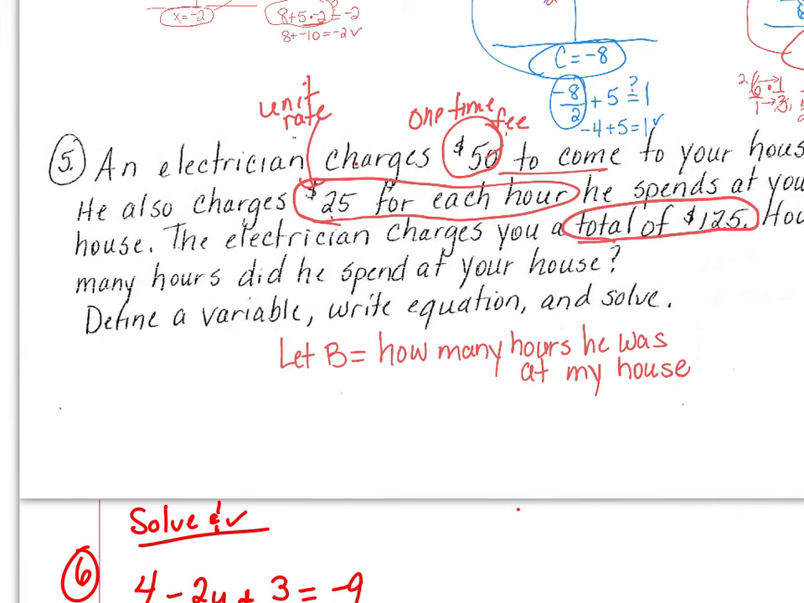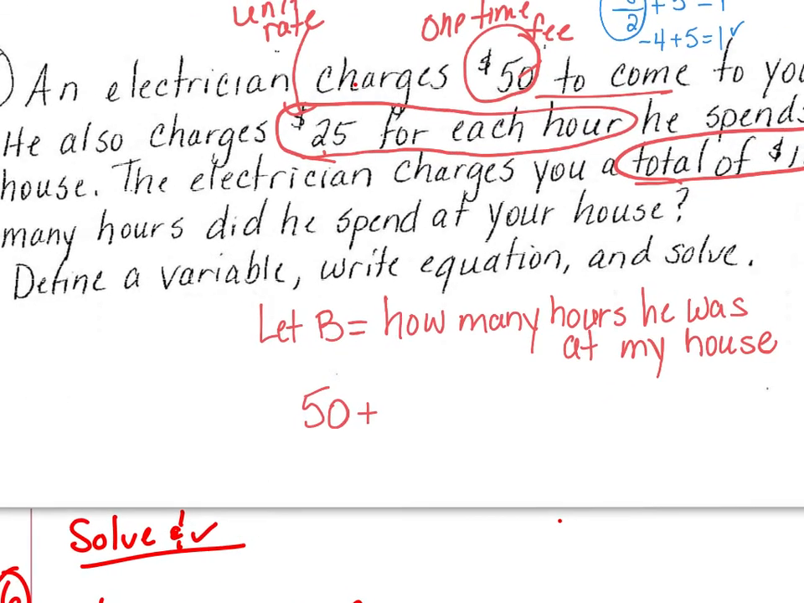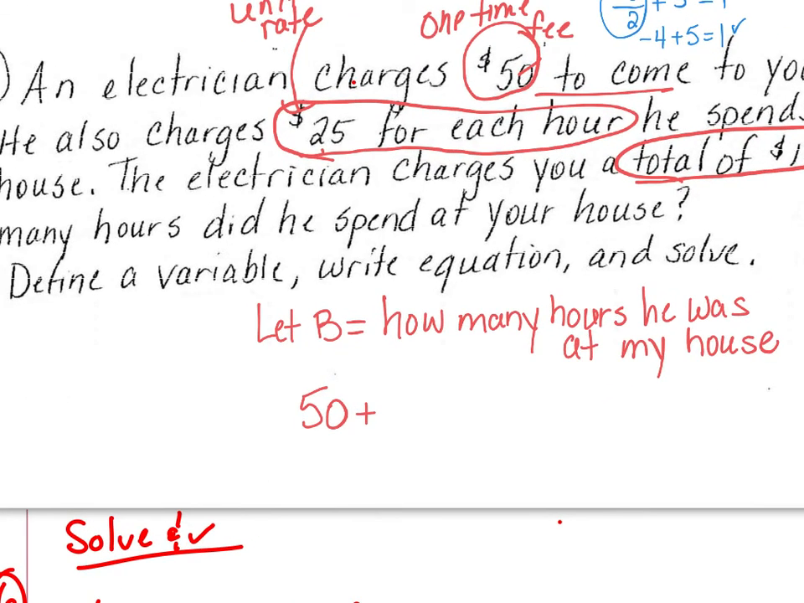Okay, now you guys told me that the $50 is a one-time fee, isn't it? Yep. What's that going to do to the amount that he spends at your house? No, it adds on to my bill, doesn't it? It adds on to my bill. If it's $25 per hour, let's just say he was at my house 10 hours.